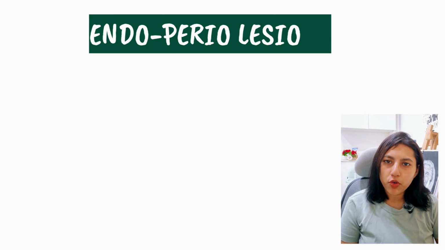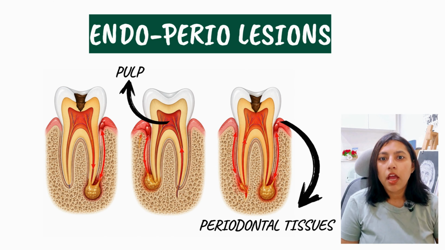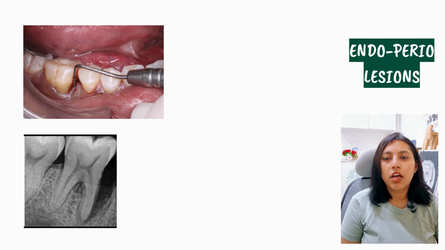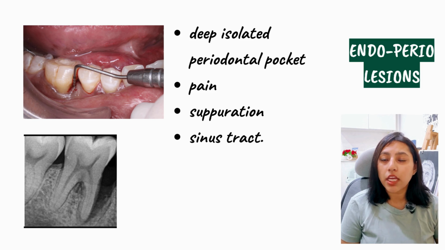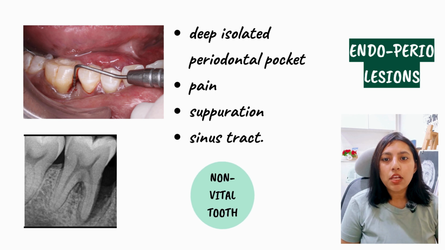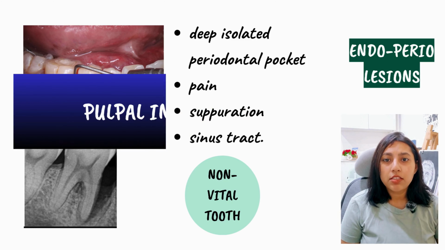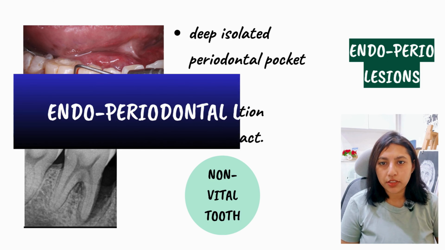Now let us move to endo-periodontal lesions. These lesions are clinically important because they involve communication between the pulp and the periodontal tissues. And because both tissues are interconnected, infection can spread in either direction. Now imagine a patient presenting with deep isolated periodontal pocket, pain, suppuration, and sometimes even a sinus tract. But on vitality testing, the tooth responds negatively. So clinically, this is no longer behaving like routine periodontal disease alone. There is pulpal involvement as well. And this is what we call endo-periodontal lesion.